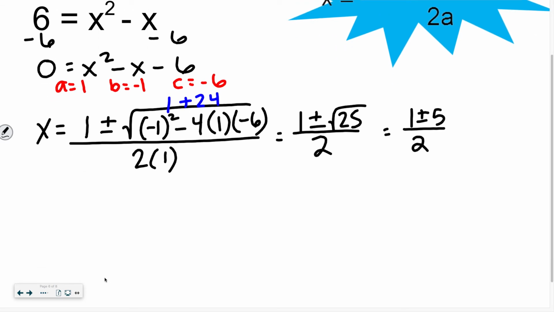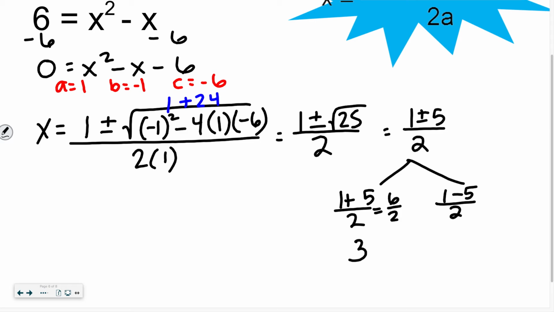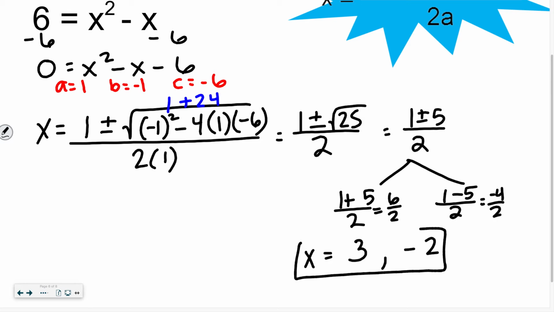I would break these up into 2. This is 1 plus 5 all over 2, and this one is 1 minus 5 all over 2. So that'll be 6 over 2, which is 3. And 1 minus 5 is negative 4 over 2, so negative 2. We had an example kind of similar to this one 2 days ago when we solved by completing the square.